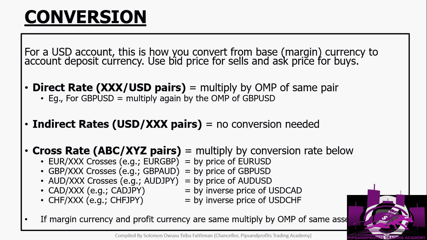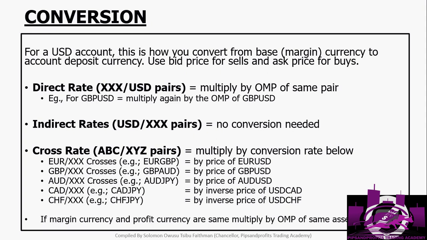So for instance, if I'm trading GBP USD, GBP USD has a direct rate. For that matter, after I have gotten my answer, I have to multiply again by the OMP of GBP USD. If I am trading Euro USD, it also has a direct rate, so I have to multiply again by the OMP, that is the open market price, of the Euro USD.